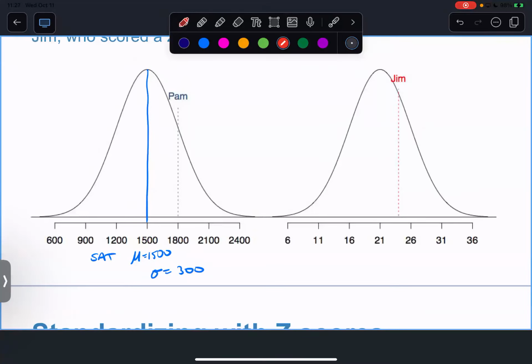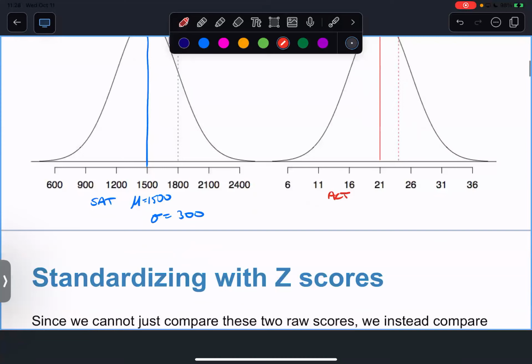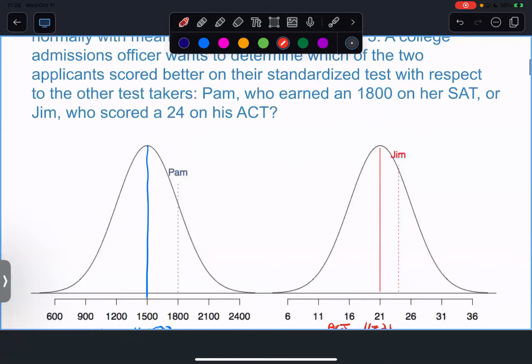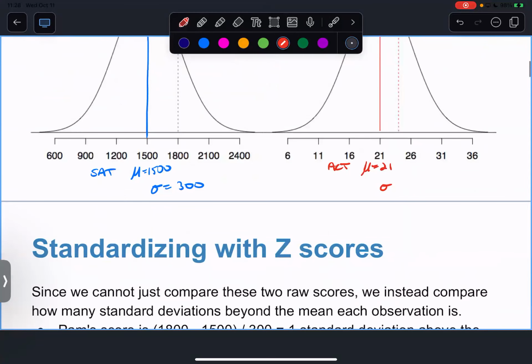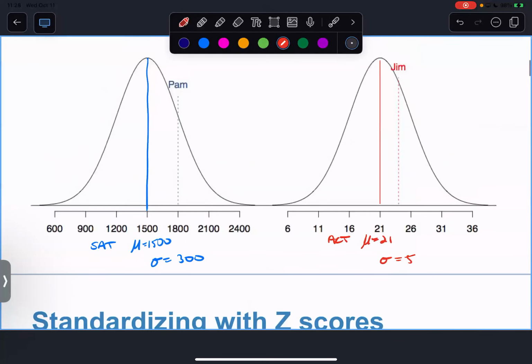Jumping over to the ACT scores, which Jim wrote. Oops, that was terrible. It should start at 21 and go up. We were told it had a mean of 21 and a standard deviation of 5. So I'm just going to jot that down. Now, Pam had a score of 1,800.